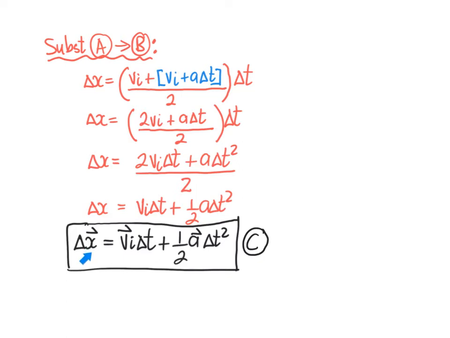So delta x is the change in position. It is a vector quantity. V initial is a vector quantity, and the acceleration is a vector quantity. Delta t is not a vector quantity, it's a scalar, and therefore we leave the arrow off the delta t.